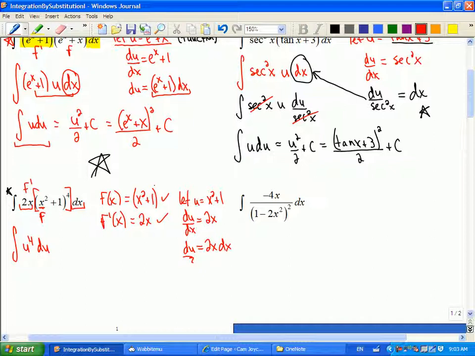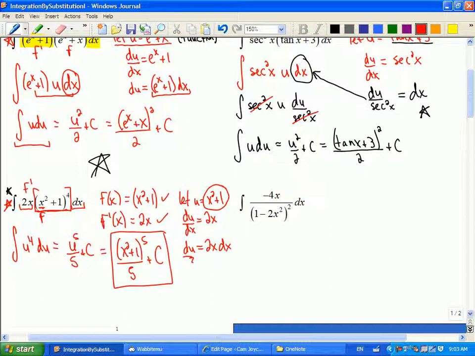This piece that I have for u, that's why I'm raising it to the exponent 4, is that's how it would go in the original antiderivative here. And again, that's not so scary. All that is power rule now. So that's a lot easier than where we started with this mess right here. So now I'm going to have u to the 5 over 5 plus a constant, and u is equal to x squared plus 1. So x squared plus 1 to the 5 over 5 plus a constant is the antiderivative. Question?